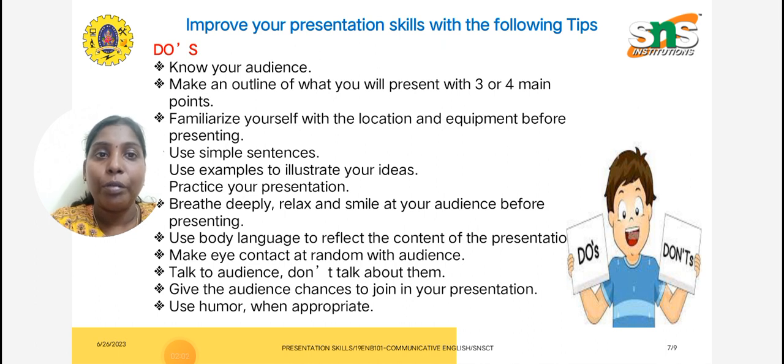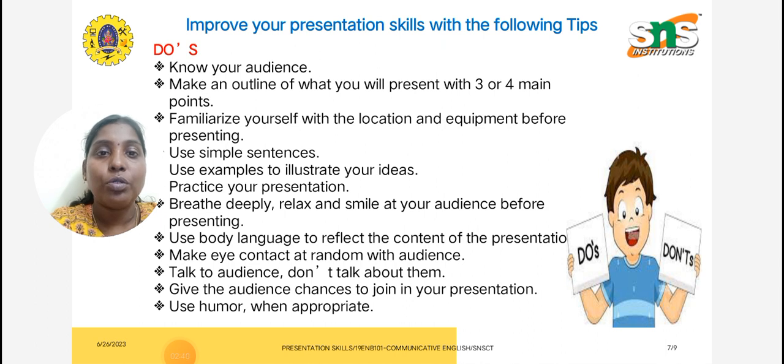The third one is to familiarize yourself with the location and equipment before presenting, because we have stated that the medium of communication, that is the channel, also creates a barrier when we are presenting. So as a presenter, you can go and stand in front of the podium, check the mic, and make yourself comfortable in the room where you are going to deliver your presentation.